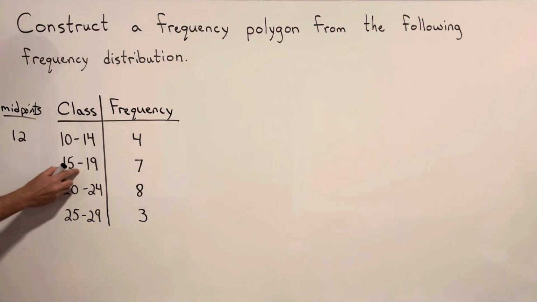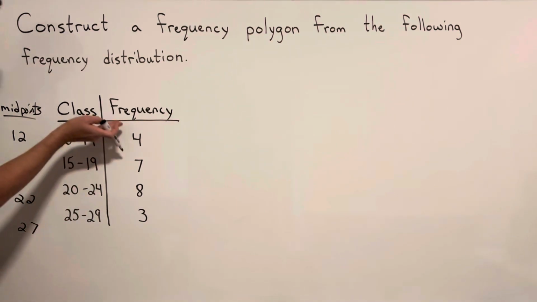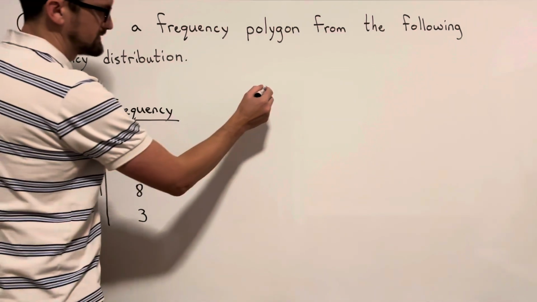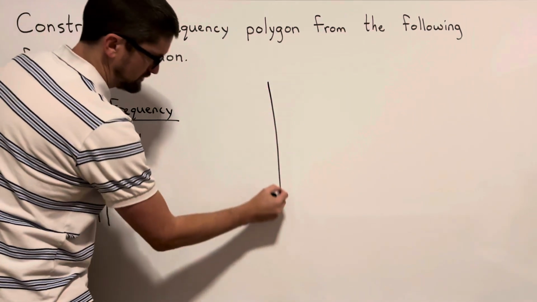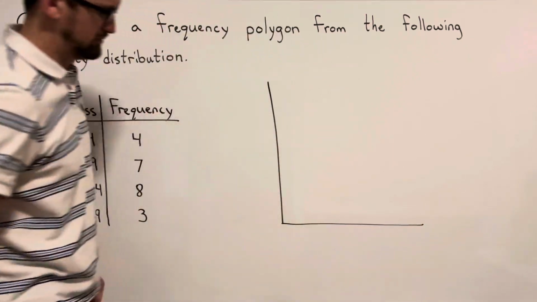The midpoint here would be 17. The midpoint here, 22. And the midpoint here, 27. So these are going to go on the horizontal axis, and the frequencies will go on the vertical. All right, so let's try to create a line here.